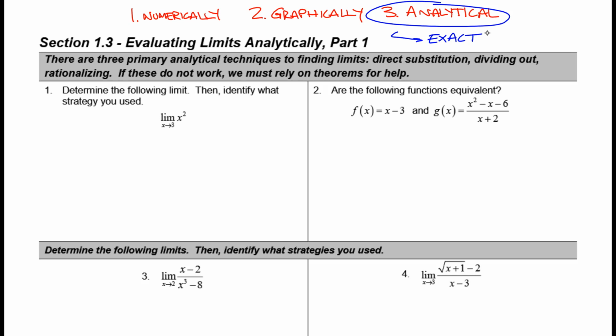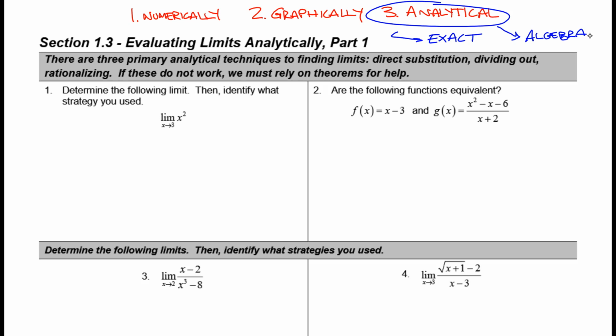And then the other thing about the analytical techniques, it involves something that many of you struggle with, and that is algebra. No, just kidding. Yeah, so we're going to use a lot of algebra within this section to analytically determine the limit of a function.